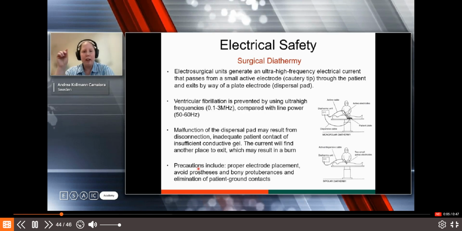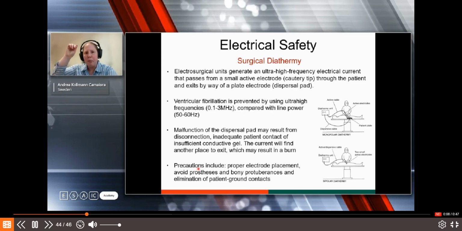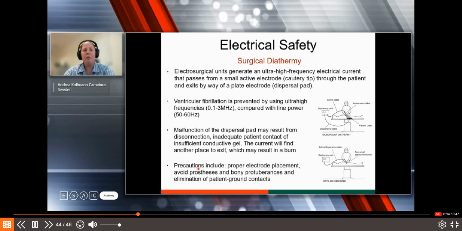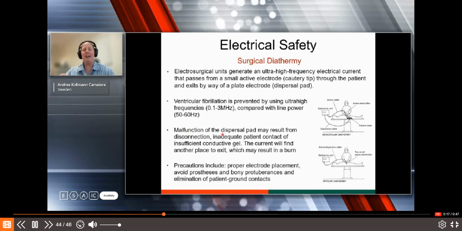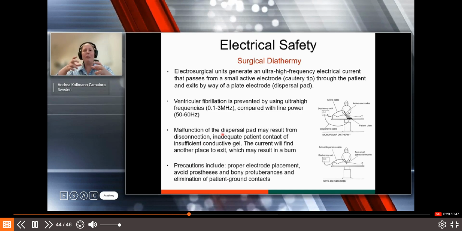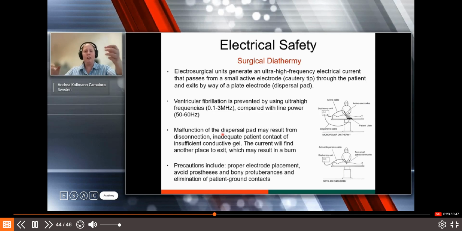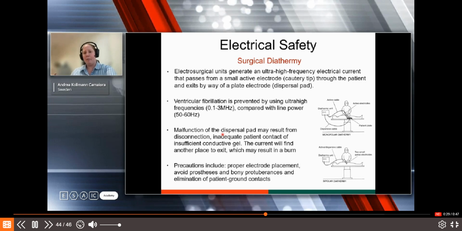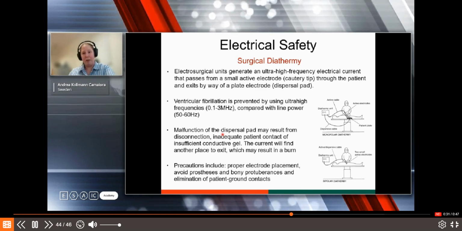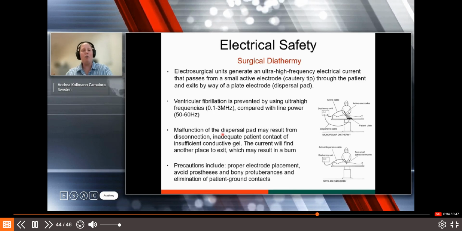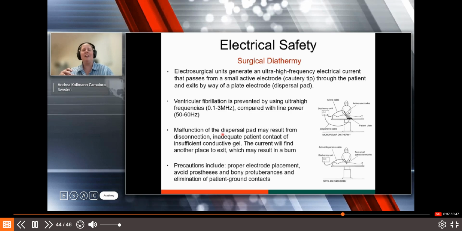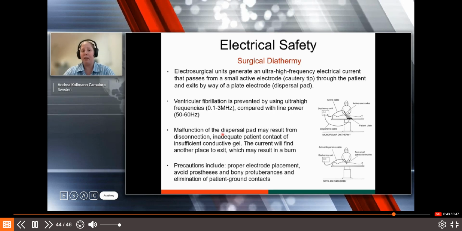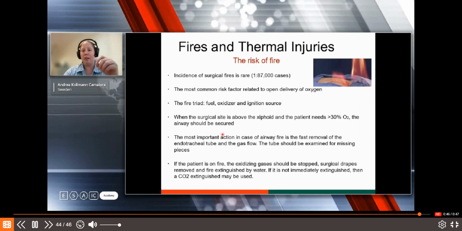We use surgical diathermy daily. It generates an ultra-high frequency that passes through the small electrocautery tip, through the patient, and exits through the dispersal pad. If the dispersal pad is not fully attached, then there is not a big enough surface for that electricity to leave the body. If the surface is very small, then it will get hot and you get burns. If you put it over bony surfaces, you can get internal burns. Or if you put it on top of a prosthesis and the energy tries to leave through the prosthesis area, it can heat up the prosthesis and also cause a burn. So those are the risks of surgical diathermy.